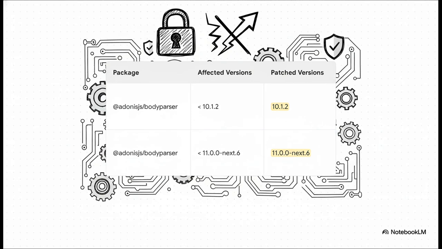All right, here's the immediate fix. I want you to go check your package.json file right now. If you see @AdonisJS/bodyparser version 10.1.1 or anything older, you need to update to version 10.1.2 immediately. And if you're on the bleeding edge, the pre-release track, you have to get to version 11.0.0-next.6. This is the single most important thing you can do.